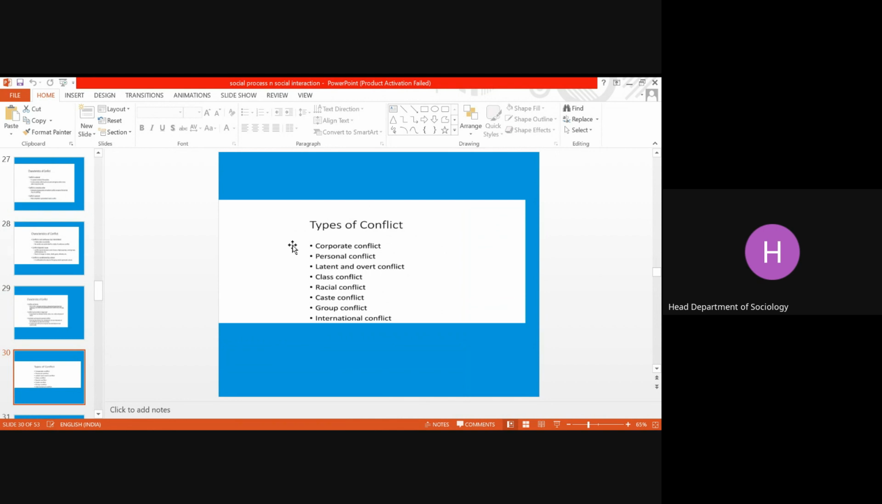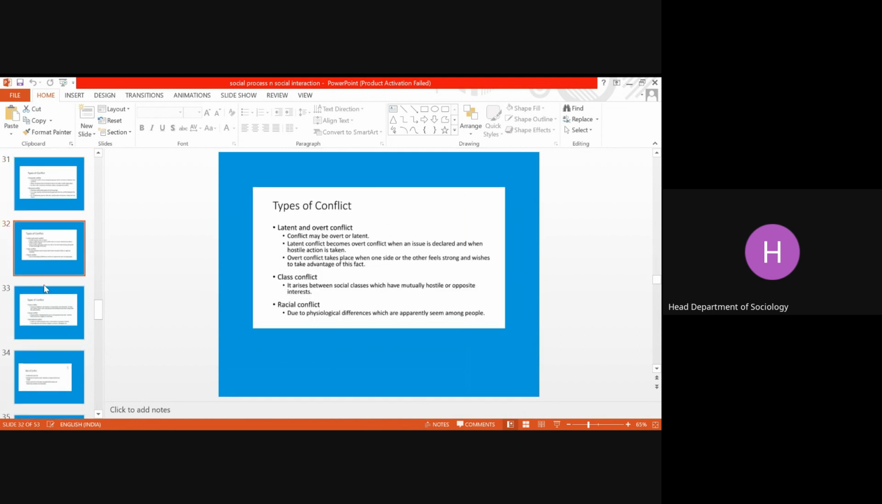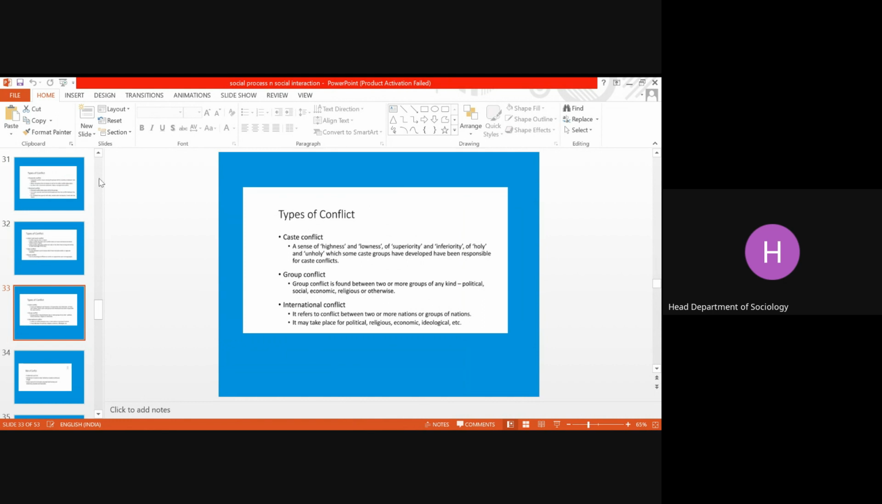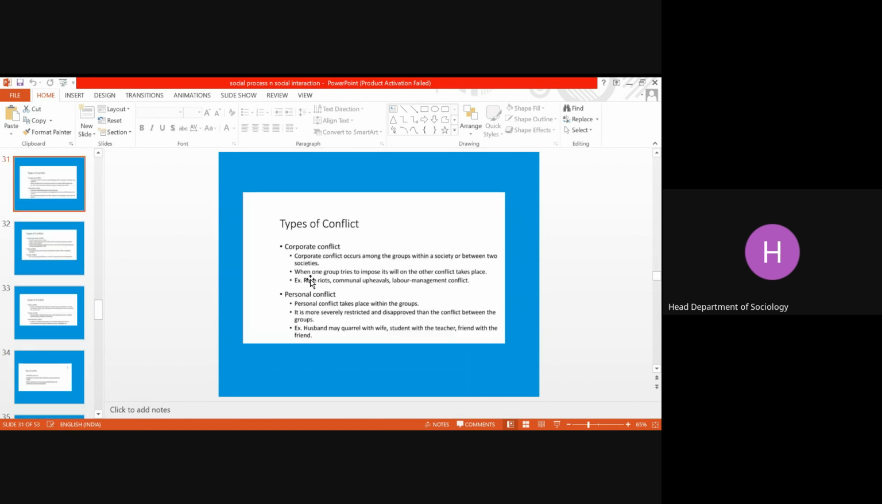Types of conflict. These are the different types of conflicts. We will see what those are: corporate conflict, personal, latent, class conflict, racial, caste, group, international. Corporate conflict occurs among the groups within a society or between two societies. When one group tries to impose its will on the other, conflict takes place, such as race, communal uprisal, labor management conflict. Whenever there is some sort of disagreement between two groups, corporate conflicts will arise.